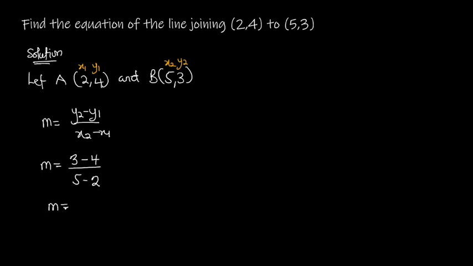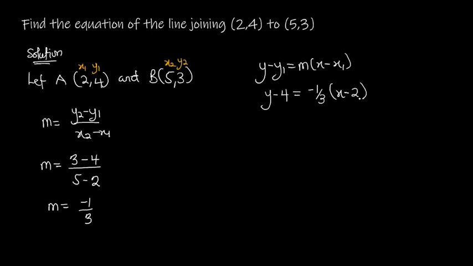Over here, my gradient is equal to 3 minus 4, which gives me negative 1, and 5 minus 2 gives me 3. So my gradient is negative 1 over 3. Substituting the gradient m into the equation y minus y1 equals m into bracket x minus x1, I can now find the equation of my line joining these 2 points. So I have y minus my y1, which is 4, equal to my gradient negative 1 over 3 into bracket x minus my x1, which is positive 2.